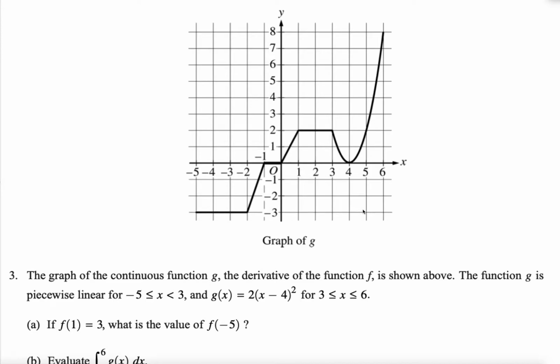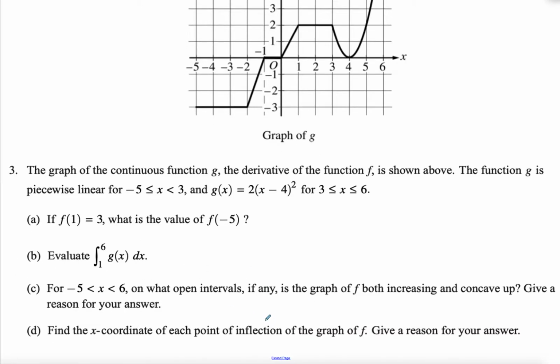2018. The graph of the continuous function g, which is the derivative of the function f, is shown above. The function g is a piecewise linear function, so that's given. And then we know that this portion right over here, that parabola, is given in this way. And f of 1 equals 3. What is the value of f of negative 5?